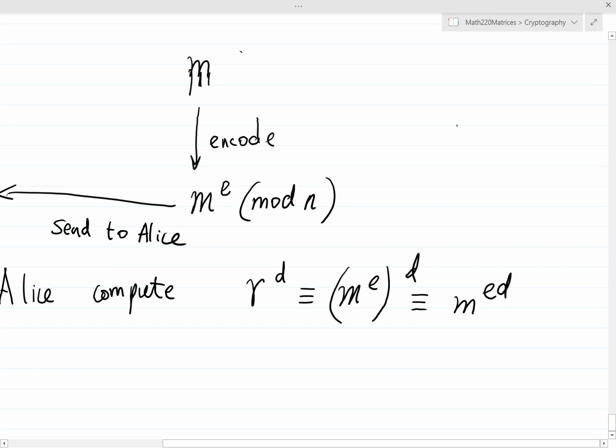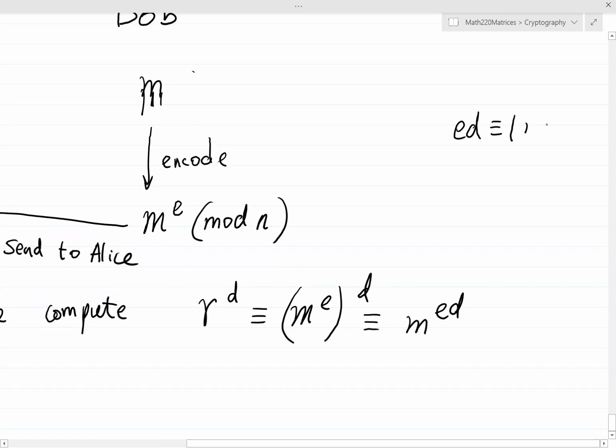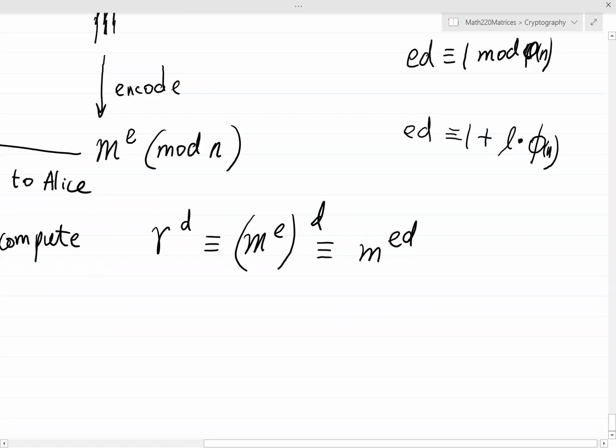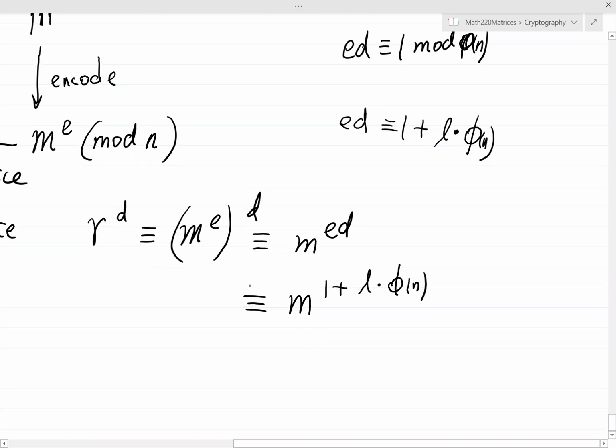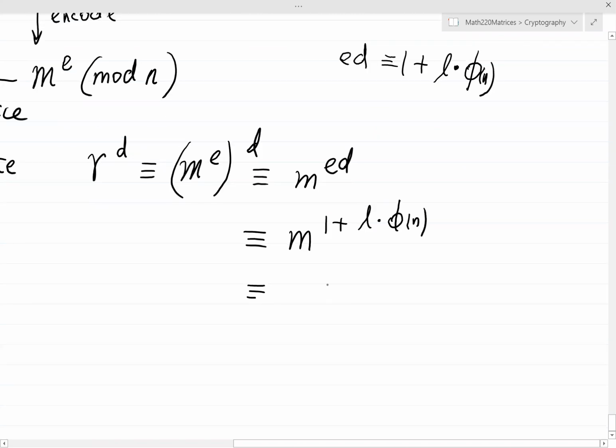Remember E times D is congruent to 1 mod Phi N. So we can write the product ED as 1 plus some multiple L of Phi N. So this will be congruent to M to the power 1 plus L times Phi N, which is M to the power 1 times M to the power Phi N to the power L, mod N.